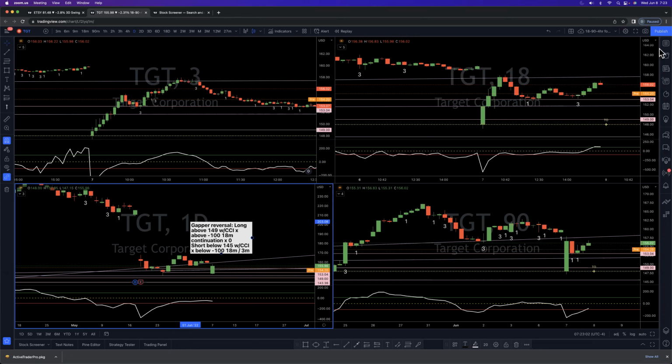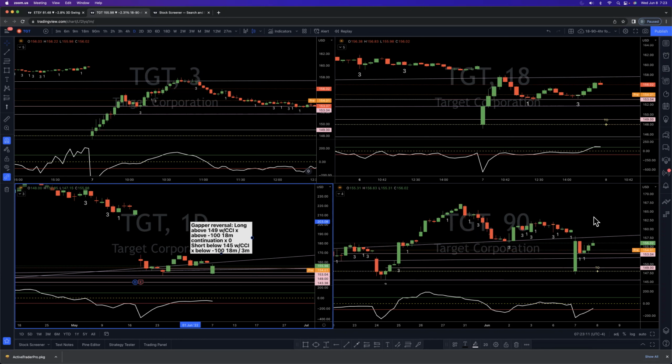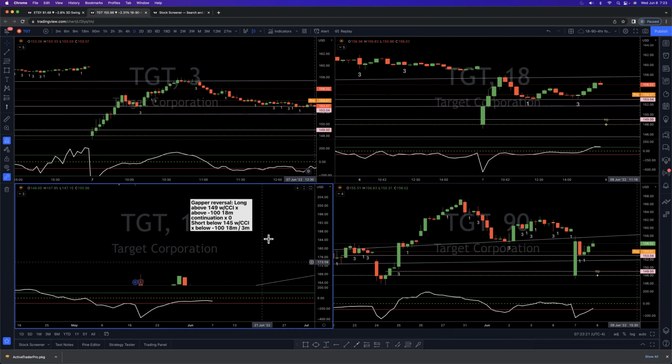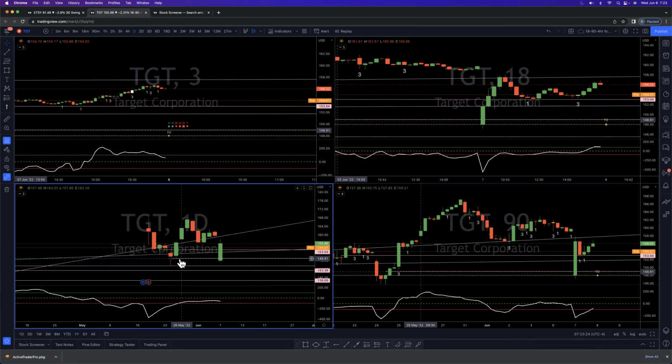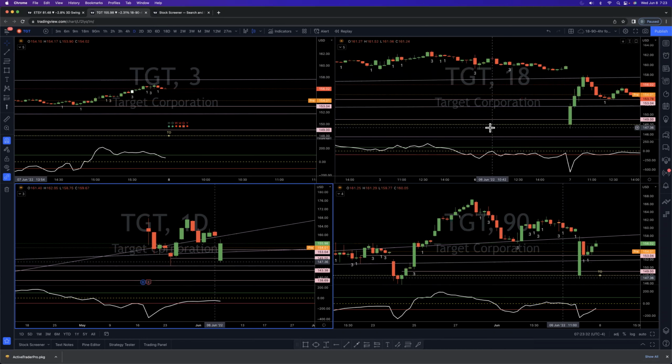So yesterday, we had a couple trades on our list. One was Target and the other one was Tesla. So we're going to go over those today. Let's just start here really quickly with Target. We drew our broadening formations based on our 90-minute time frame.